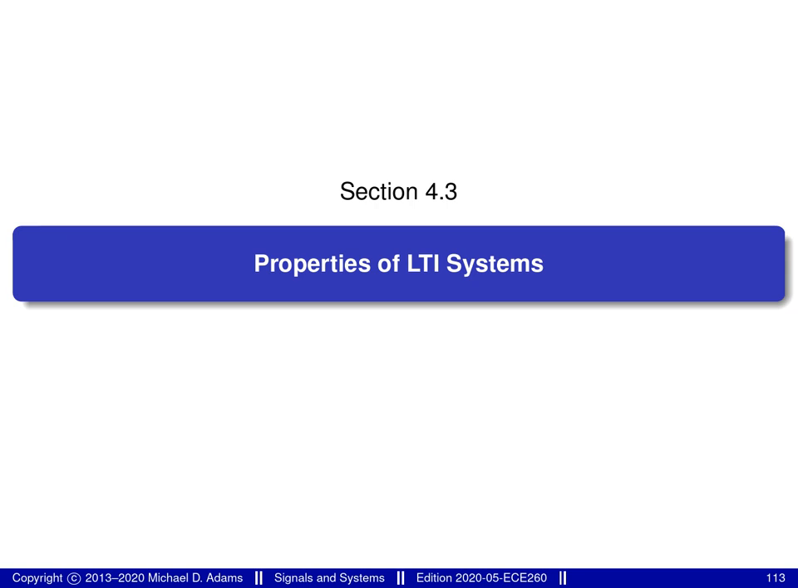Earlier in the course, we were introduced to several properties that systems can possess. In this section, we're going to be revisiting some of these properties, specifically in the context of linear time invariant systems. In particular, for the case of LTI systems, we're going to learn how to characterize some of these system properties in terms of the impulse response.